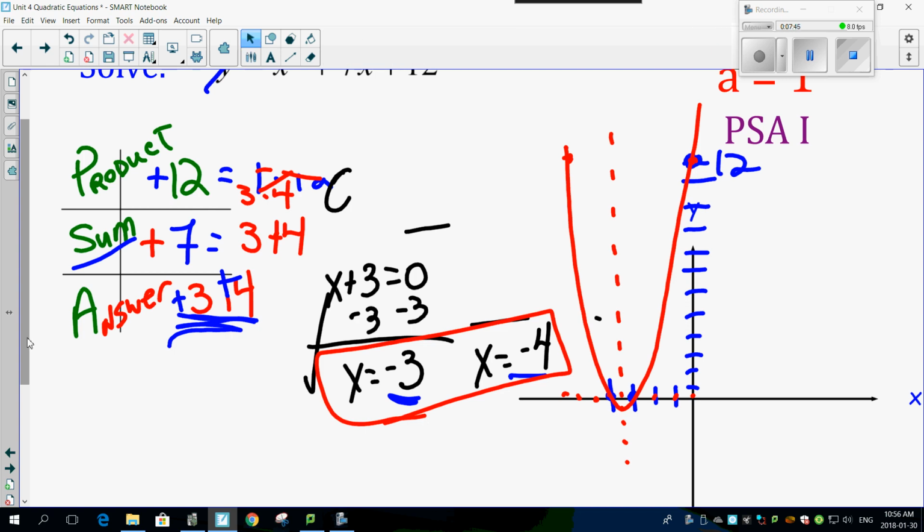Oh my goodness. So stay tuned. We're going to do a lot more factoring. We'll get really, really used to PSA, and I'm going to show you how to solve all of this so that you can get some really pretty and accurate parabolas.